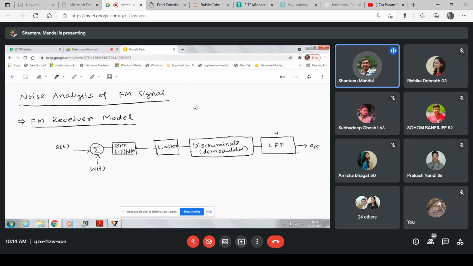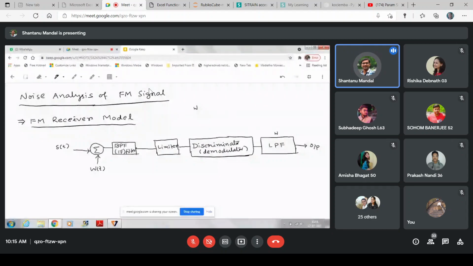After that, it is passed to the bandpass filter, that is the IF filter. The IF filter is basically an ideal bandpass filter, meaning it has a range of frequency through which the input signal is passed, and outside this range it is rejected. As a result, the output of the bandpass filter has band limited noise. So noise will be narrowband at the output of the bandpass filter, and after that it is passed through a limiter. The function of the limiter is to remove the amplitude variation of the input signal.